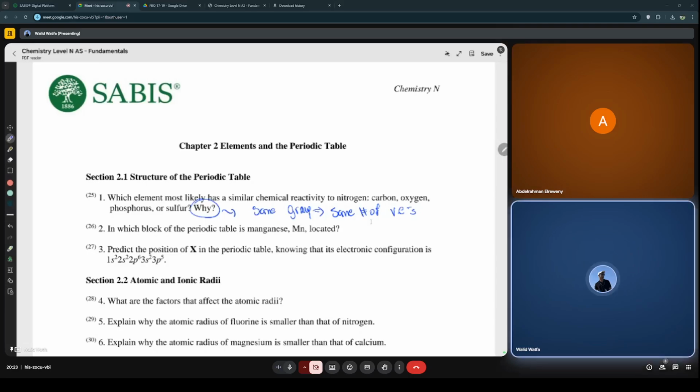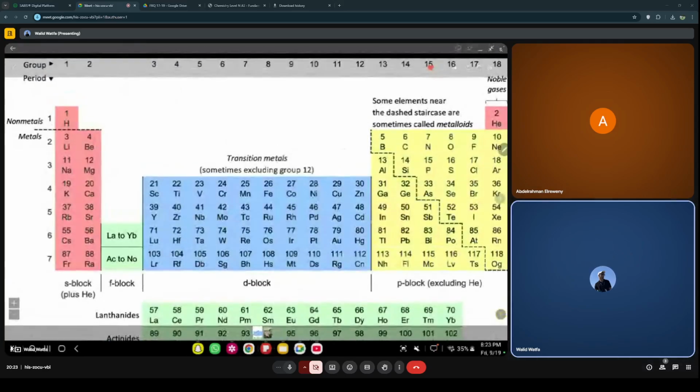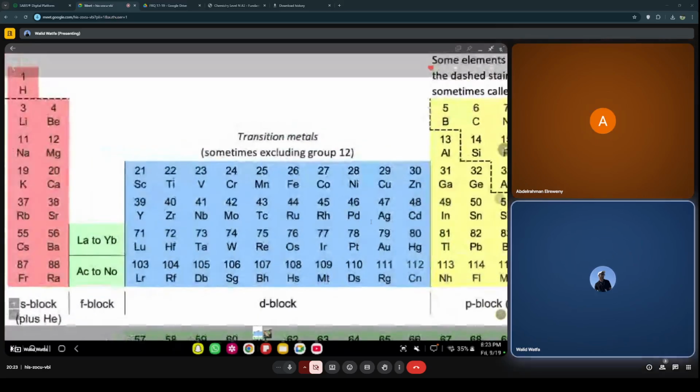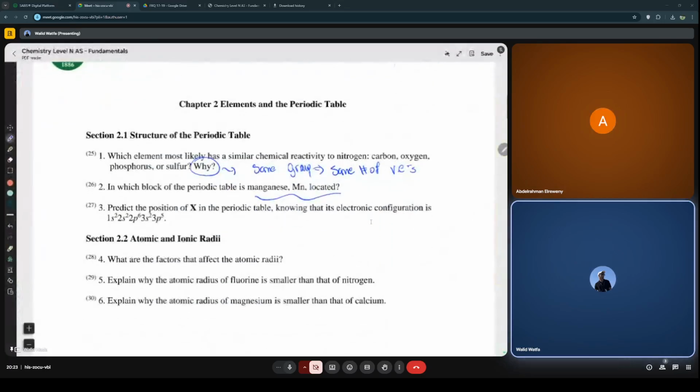Anyways, question 2. In which block of the periodic table is manganese located? So easy. Manganese is in the D block. Easy.